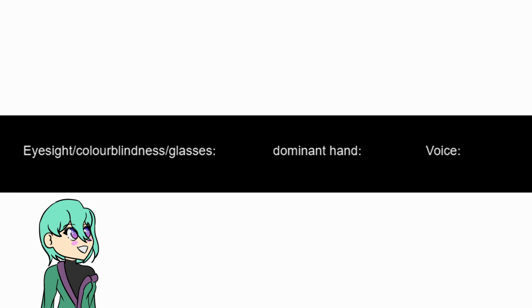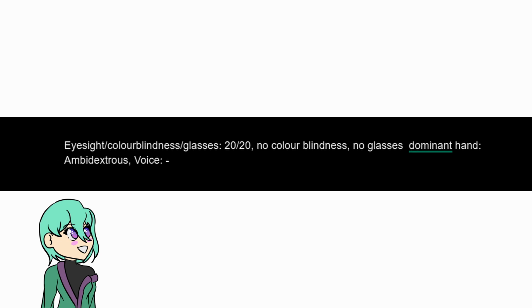Now the hair and eye color. If you really want to be consistent, you can write the code for the color, but I'm not really looking to be consistent. I'll just choose brown for the eyes and some sort of light blue for the hair. Now for this one, you just put in how good their eyesight is, do they have any color blindness or wear glasses, what their dominant hand is, and what type of voice they have. I don't really know how to describe the voices, so I'll skip that one. I'll say that he has perfect eyesight, no color blindness, doesn't wear glasses, and he is ambidextrous.